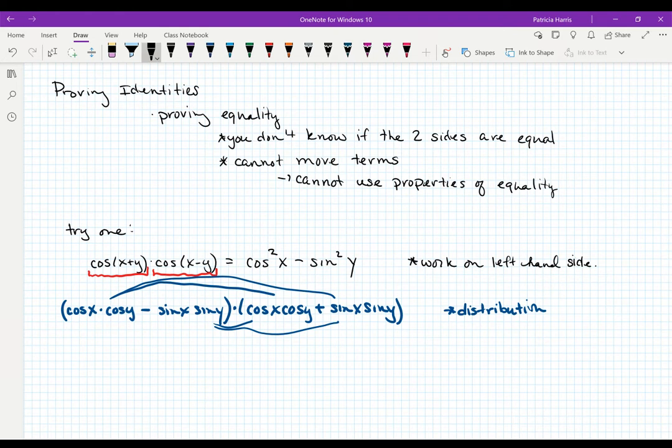Well, I'm just going to glue them together. Okay, now I have cosine x times cosine y times positive sine x sine y. Okay, let's glue those together. Positive times a positive is always a positive. Okay, now I'm going to go on the other way. So negative sine x sine y, cosine x cosine y.